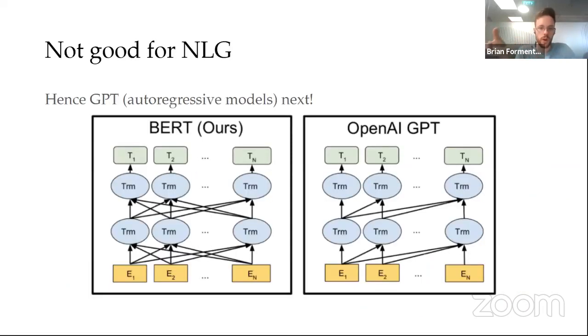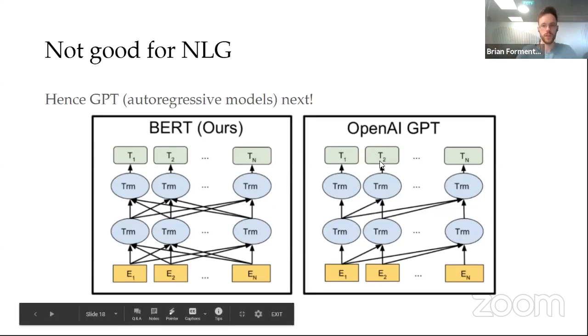One of the big problems with BERT is that it's not really good for natural language generation. This has been investigated in papers in the past year or so to try to make it good at that. But for the time being, models like GPT are still a lot better because they're autoregressive models. We're going to go through this in the next presentation. So are there any questions?